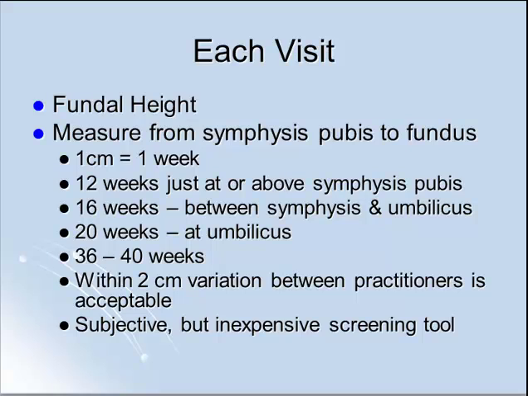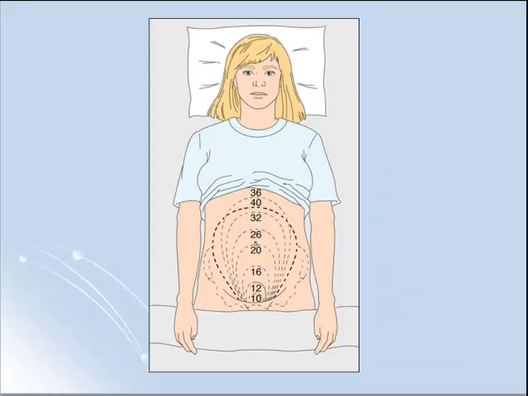Here's a good example. If you have a patient who should be about 18 weeks and you're measuring 21 weeks or even 20 weeks, that's kind of a stretch, at the umbilicus, and you're thinking, I wonder why is this baby growing more quickly? Do we have too much fluid? That sort of thing. So you would want to go ahead and order an ultrasound. Yes, this is subjective, but it's a very inexpensive screening tool that has been working for years, so we continue to use it. Here's a picture of where you might see those fundal heights.